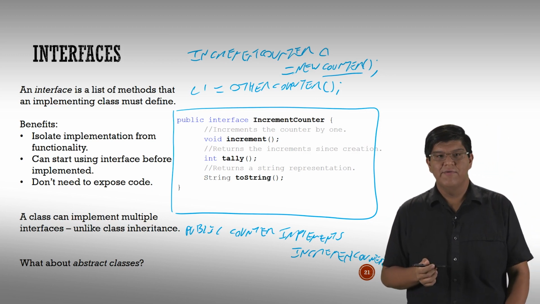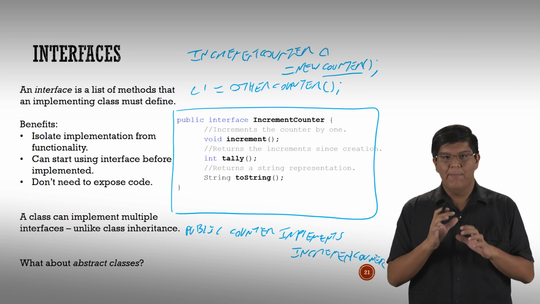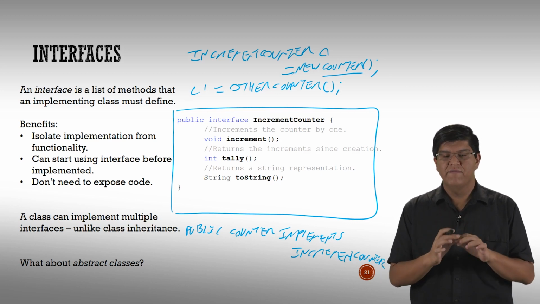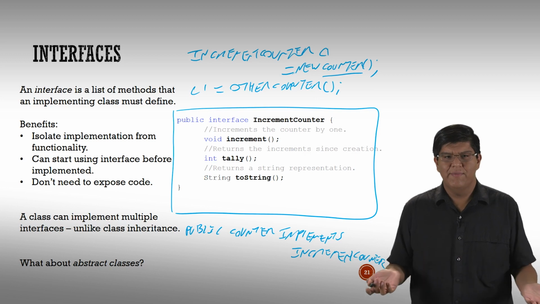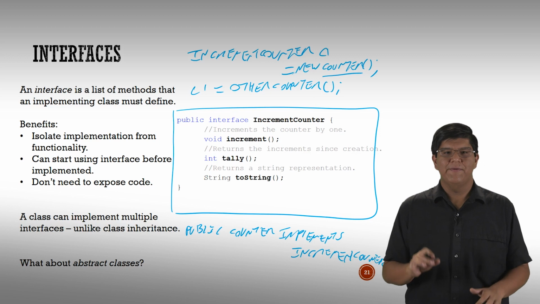The first one is that we isolate implementation from functionality. All of a sudden, it helps us get that black box going. We don't even have the option of looking inside because there's no code behind increment counter. It's just the function names. So we made all that disappear.